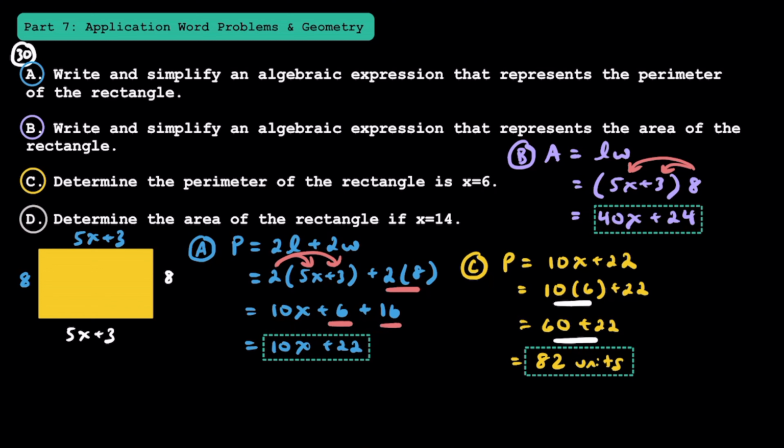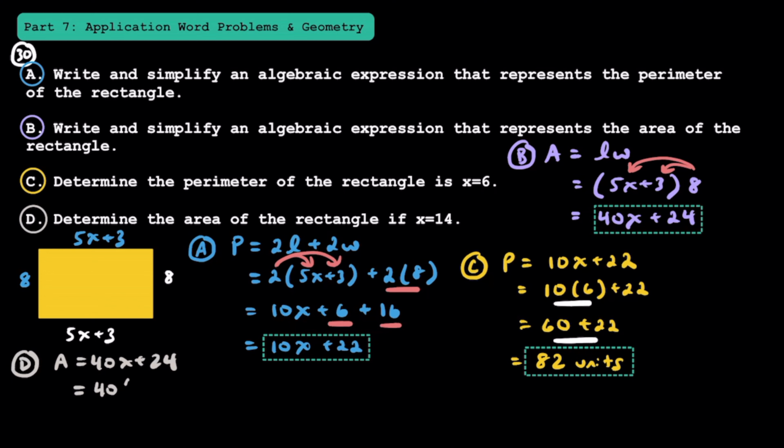Finally, for part D, we're going to find the area of the rectangle if x is equal to 14. For part D, we need to find the area when x is equal to 14. We know the area here is going to be 40x plus 24, because we already found that out in part B, and we're just going to substitute in 14 for x.